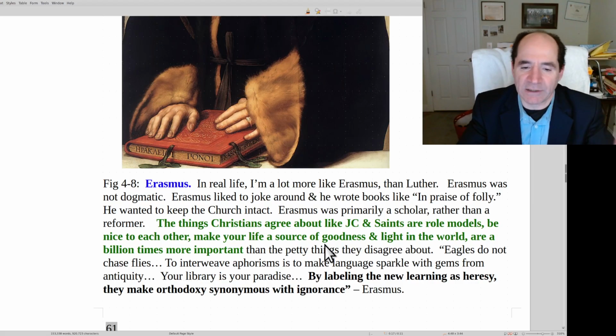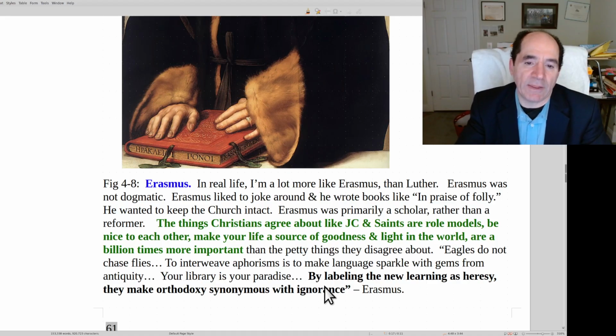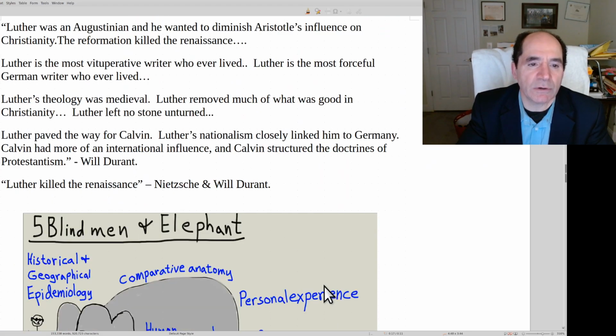Okay, a couple quick Erasmus quotes. Eagles do not chase flies, so don't waste your time on petty stuff. To interweave aphorisms is to make language sparkle with the gems from antiquity. Your library is your paradise. Erasmus then says, by labeling the new learning as heresy, they make orthodoxy synonymous with ignorance. And that's how the modern world is, okay? That's what atheism does too. It basically says you either agree with us, the party's always right, or you are disinformation or some BS like that.